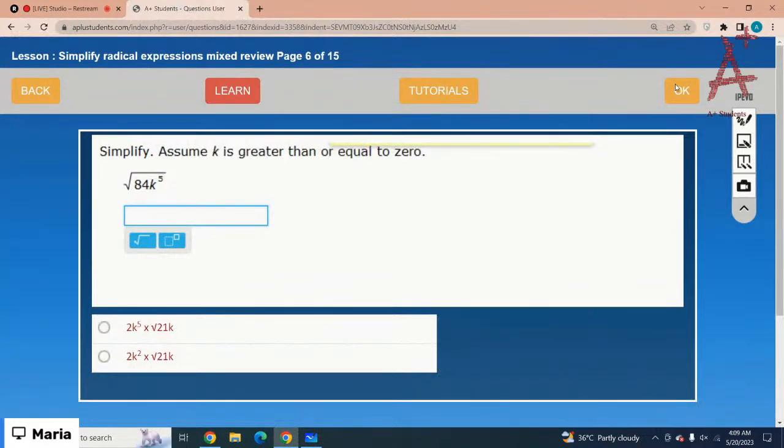Okay, the next one is simplify, assume k is greater than or equal to 0. So which is the correct option? It would be the second one, 2k square times square root 21, because 21 times 4 is 84, and you can write 4 as 2 times 2. So you can take common 2k square outside the square root and you are left with 21. So that would be option number 2.